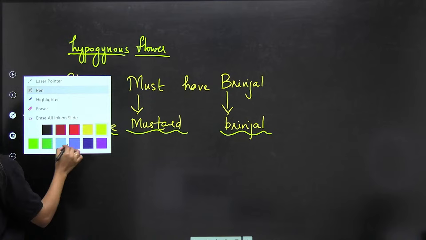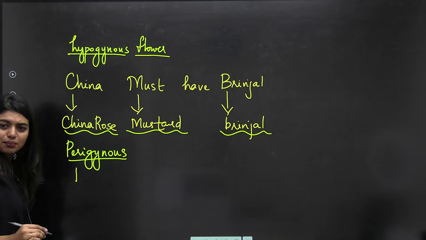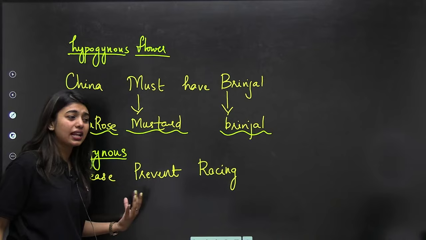Next one is your perigynous. Perigynous example is what was it, students? Please prevent racing. Who is racing? Floral parts are racing, telling that I want to be superior, I want to be half inferior. So they are fighting with each other. So, please prevent racing.